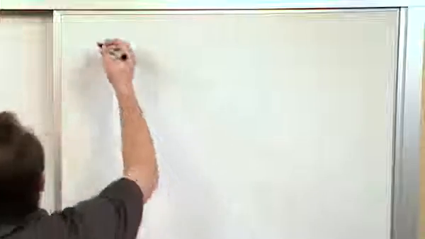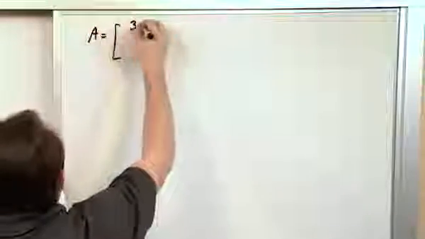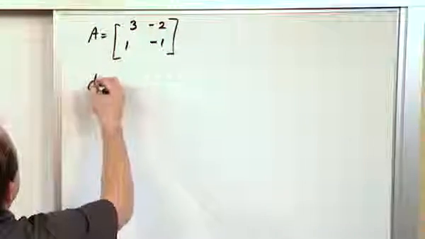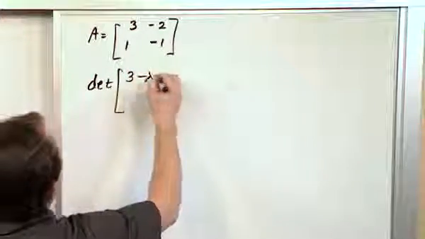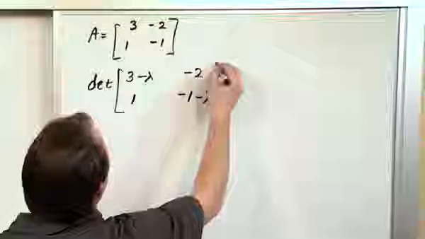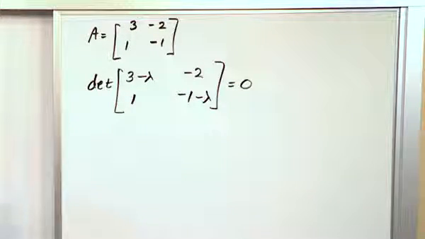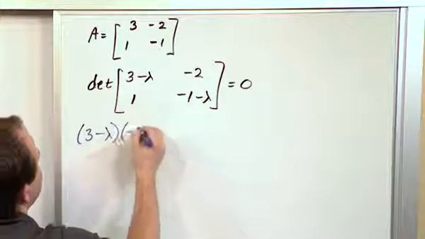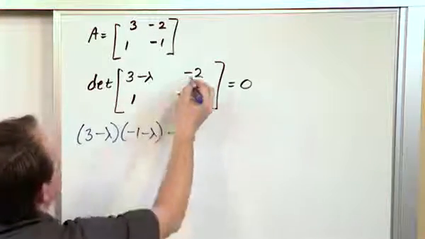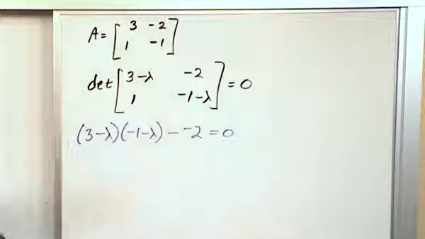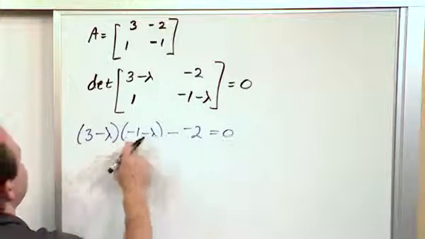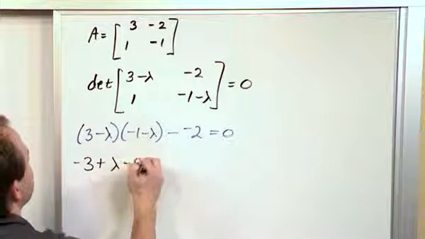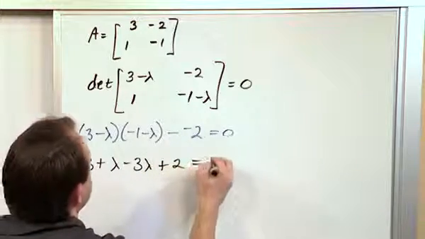Let's do one more. What if the matrix is [[3, -2], [1, -1]]? I want to find the eigenvalues of that, and so I take the determinant of [[3 minus lambda, -2], [1, -1 minus lambda]]. I just do this guy on the diagonal, set that equal to 0. So I do crisscross, like I always do. (3 minus lambda)(negative 1 minus lambda), and then I subtract negative 2. Okay? So let's go ahead and expand this out. 3 times negative 1 is negative 3 plus lambda. That comes from these terms. Minus 3 lambda. And then I have plus 2 is equal to 0.